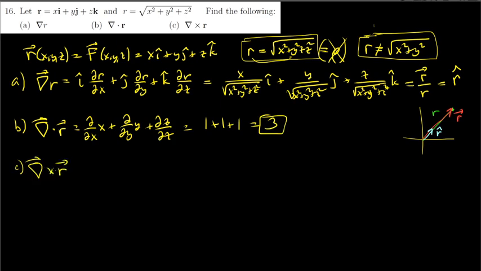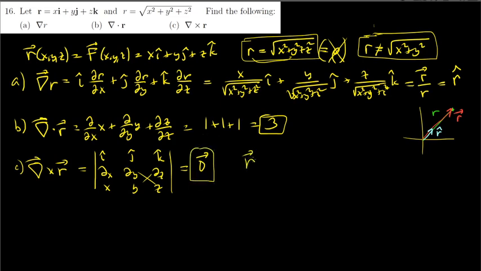And finally, the cross product with the vector r. So again, setting this up as a determinant. And these are the partial derivatives. This is just x, y, and z. And you can see that when you take the cross terms, the partial of z with respect to y is 0, and so on. So this is also the 0 vector. Right? Which means this vector r is conservative as a vector field. This vector field is conservative.